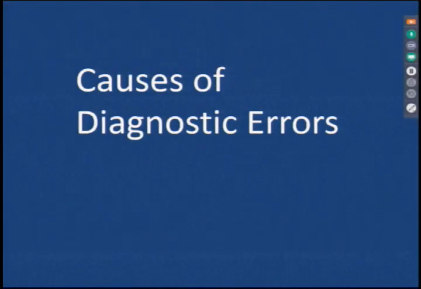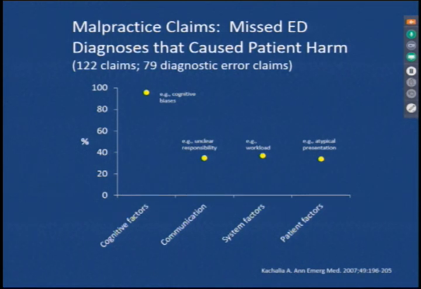So now we're going to talk about the causes. And this is a study done of malpractice claims. Again, big bias here. Most errors don't ever go to court. Most errors, period, and most diagnostic errors never wind up as malpractice cases. So the most common cause in this study of 122 claims, actually it was 79 claims involving diagnosis, was cognitive biases, which we'll talk about in a minute. And then the other causes, less common, communication errors, system factors, patient factors.